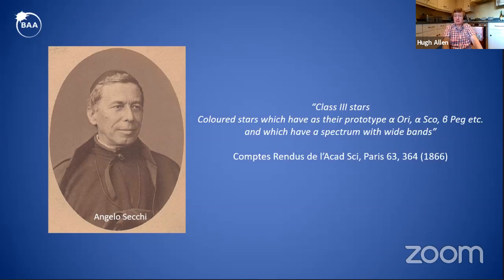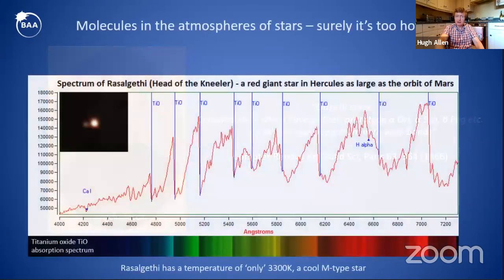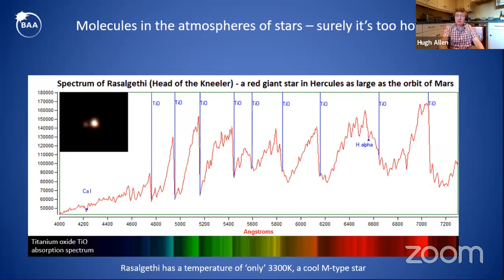He recognized this class as stars that have a spectrum with wide bands, and he listed a few good examples: Alpha Ori, which of course is Betelgeuse, and this is Antares. So these are the sort of red stars, orange stars that we're used to seeing in the sky. So here I took a spectrum of Ras Algethi, which is Alpha Herculis. So the brightest star in the constellation Hercules is actually a beautiful visual binary. I took a photo of it here. We're looking at the spectrum of the brightest star.